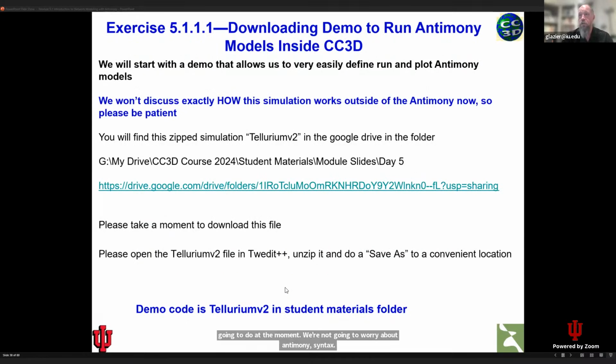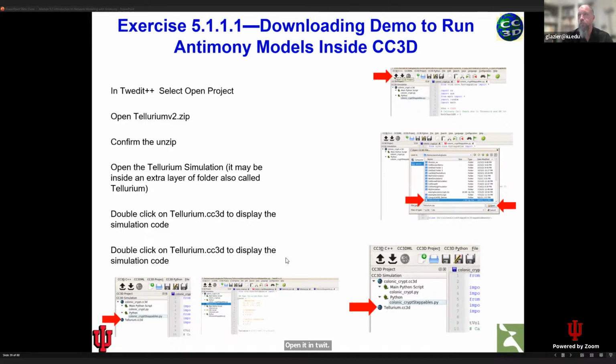Again, just to remember, that simulation is in tellurium V2 in the student materials folder. You can download it here. Hayden, maybe you could put the link for the download in the chat. Open it in Twit, save it as to a convenient location. Again, remembering how to open, click open, point to the file where you've downloaded it. You'll do the unzip and then double click on tellurium CC3D.